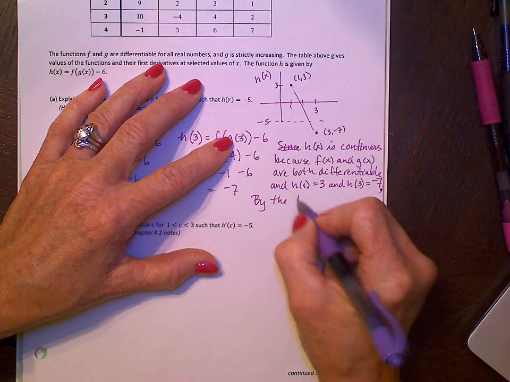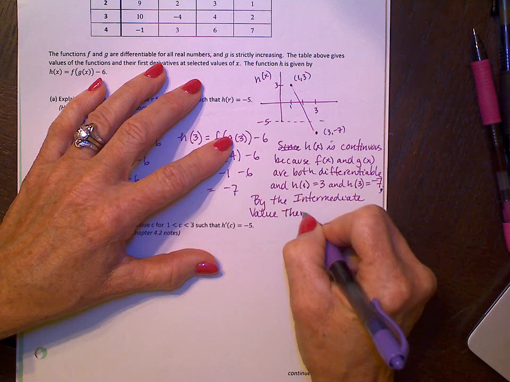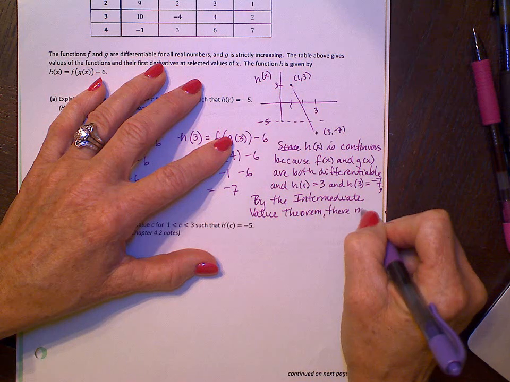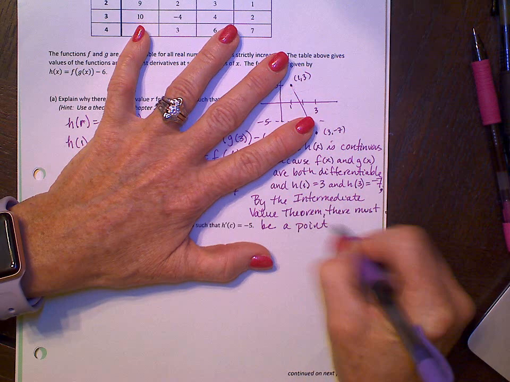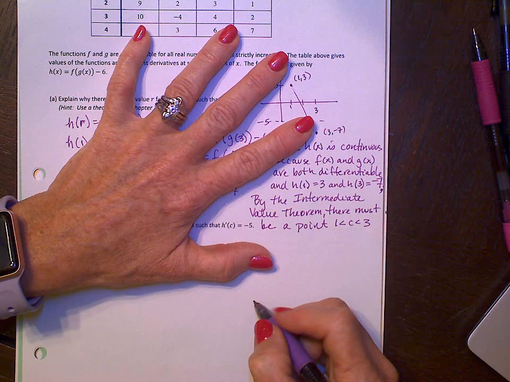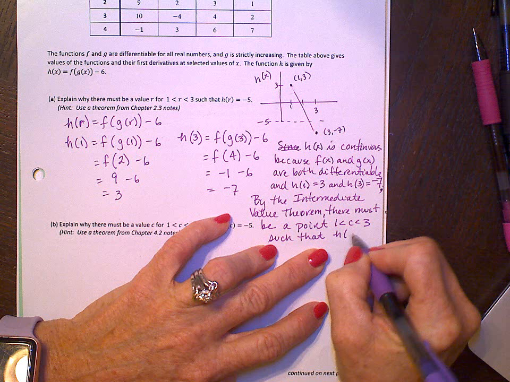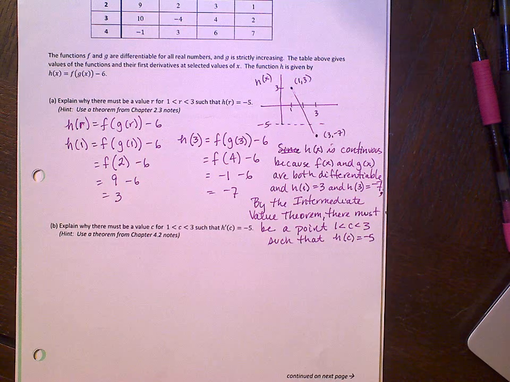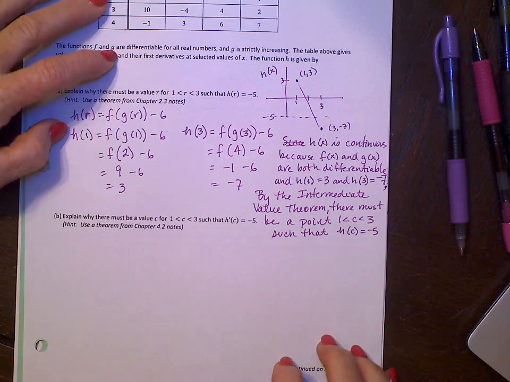By the intermediate value theorem, there must be a point C in between 1 and 3 such that h of that value equals negative 5. There we go. Okay, so that's an intermediate value theorem. You're showing that there is a y value in between those two given y values that produce a specific y value. Okay, got that one.